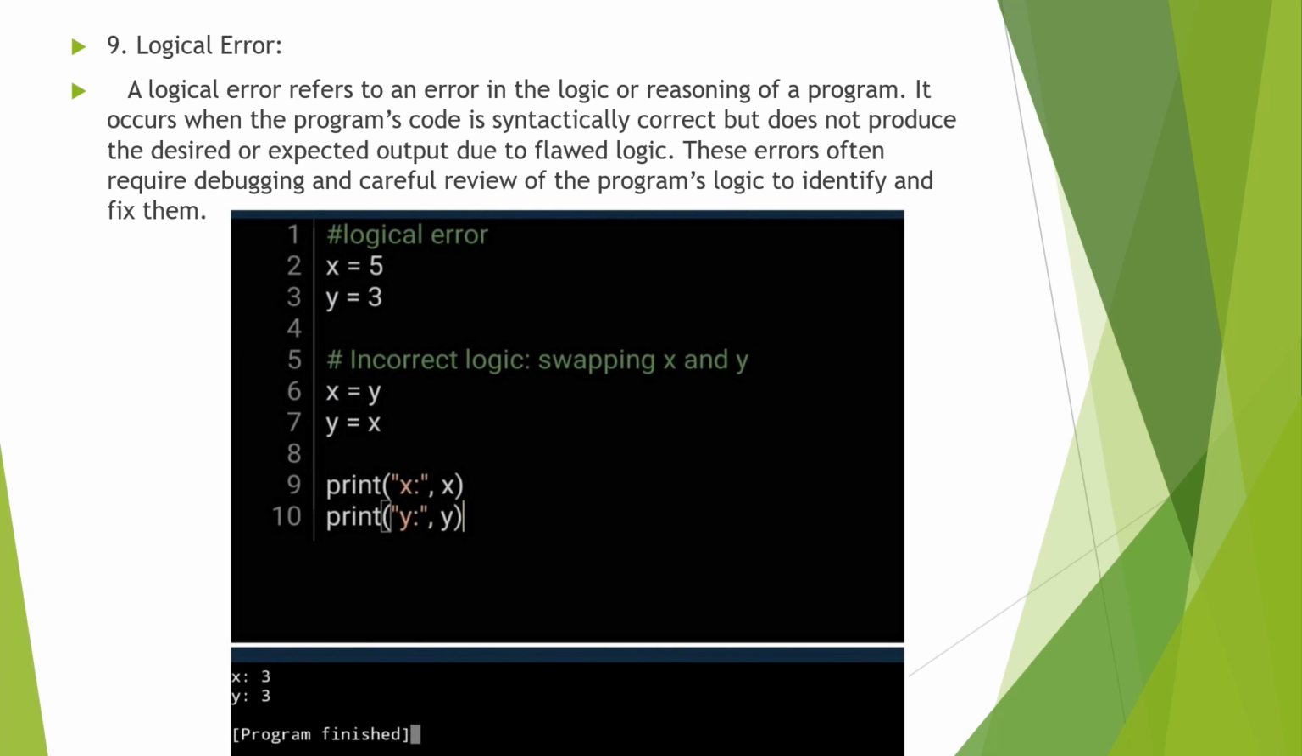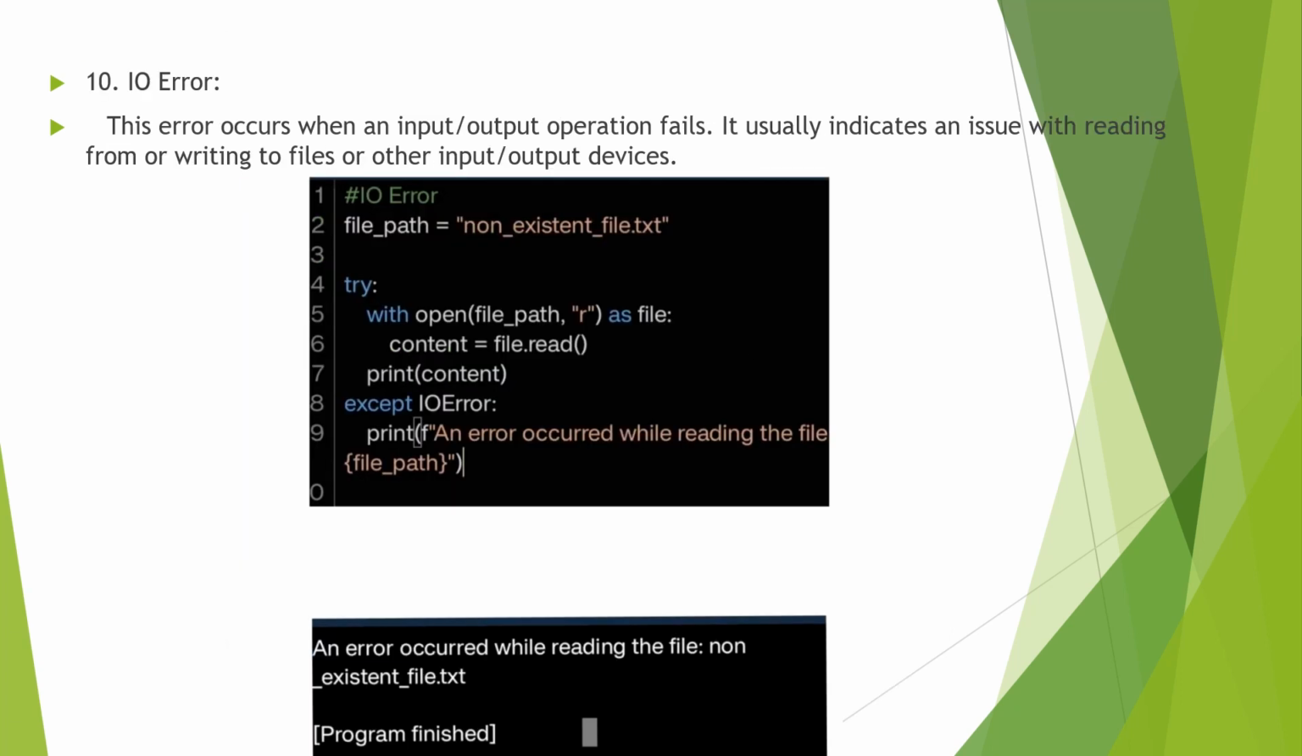In the below code, x equal to 5 and y equal to 3, we are trying to swap the numbers, but the logic is incorrect. Actual logic can be in the other method like x comma y equal to y comma x, but this logic is incorrect. So in the output, we can see that the values are not swapped. So this can be seen in the logic error. And the next type of error is IO error.